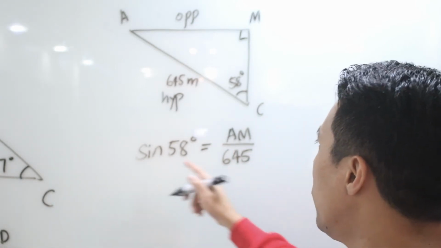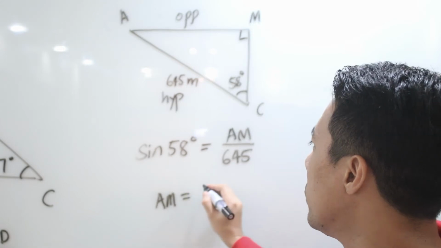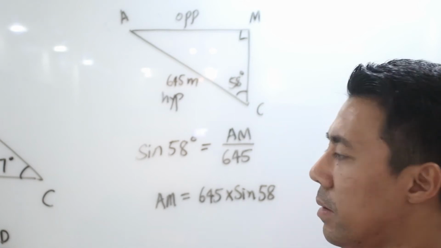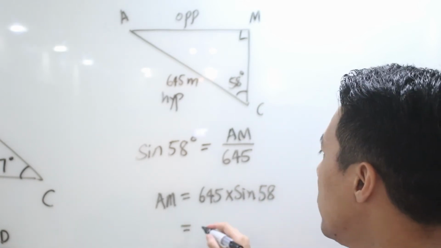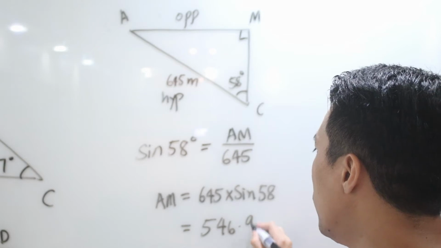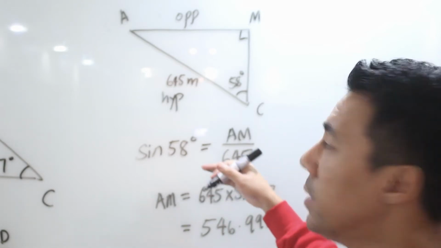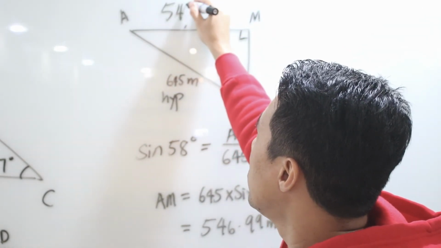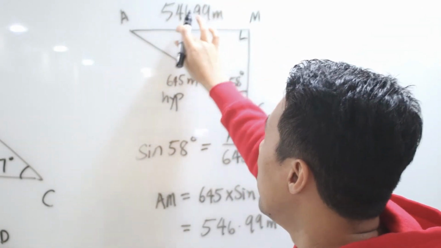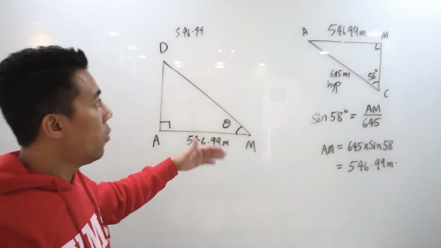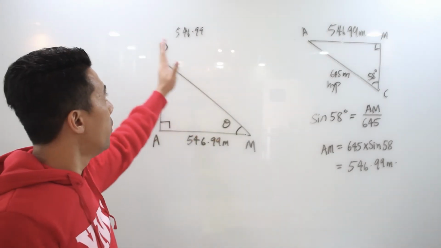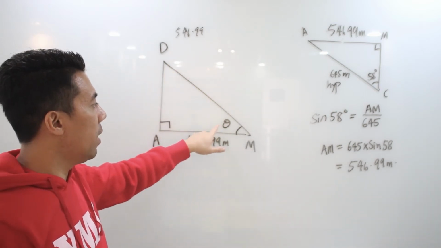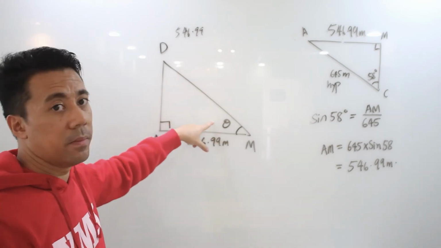Therefore, I do my manipulation. AM is equal to 645 multiplied by sine 58, and this will give an answer of 546.99 meters. So that is the length of AM, which is 546.99 meters. To find the angle of elevation of D from M, the angle that we are interested to find out is theta, this angle here.